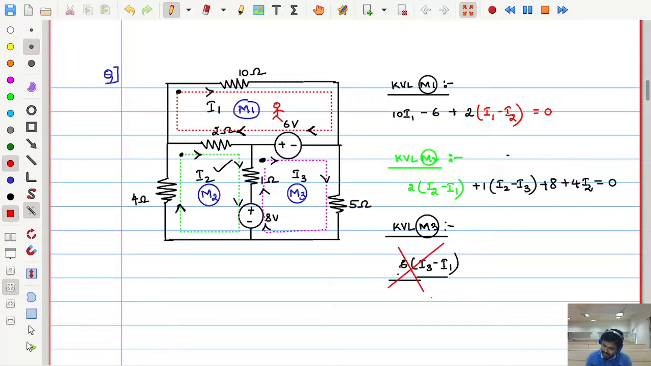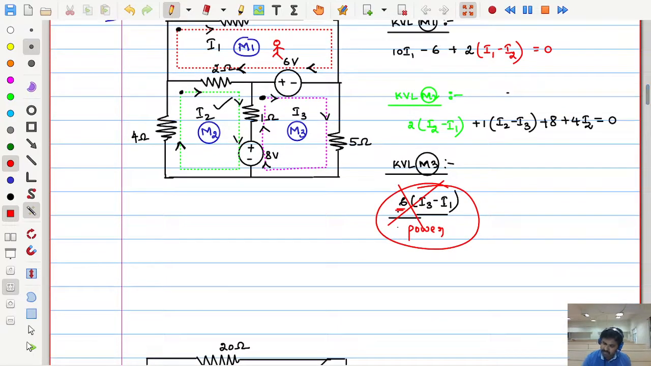What is our aim? We need to collect only voltage, only 6 volts. At this stop, voltage is readily available. Why are you looking for voltage into current again? Voltage into current means power. Do we need the power? 6 is volts, I3 minus I1 is current, so voltage into current is power. We don't want power. What we need is only voltage. So we must take care of this very carefully.